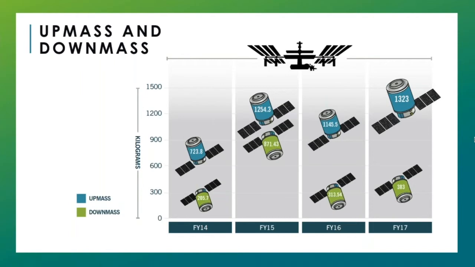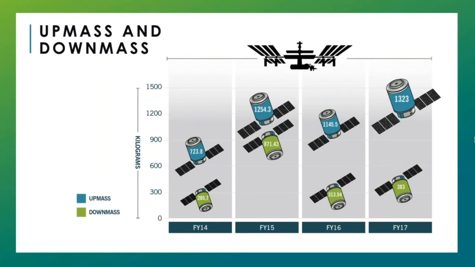Basically transportation to and from the ISS. Pretty critical capability. As you could see, performance in this area, up mass and down mass, has been a bit of a mixed bag. We started out with pretty good progression year over year, 14 to 15. Due to some anomalies in fiscal year 15, we had a little bit of a hiccup, but moving into 17, it looks like we're back on the rails and seeing a nice trend line there.